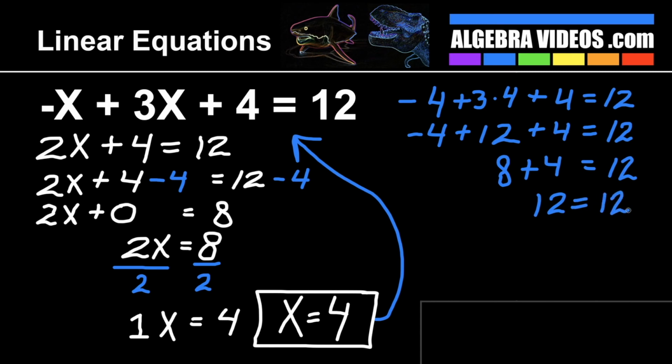Well, guess what? That means it checked out. When we plugged in x equals 4 into the original equation, we got a true statement. Both sides are equal. So that means that x does equal 4. And so that checks out, and that proves we solved the problem and we verified it. So now we know we're going to get an A on the test. So the answer is x equals 4.